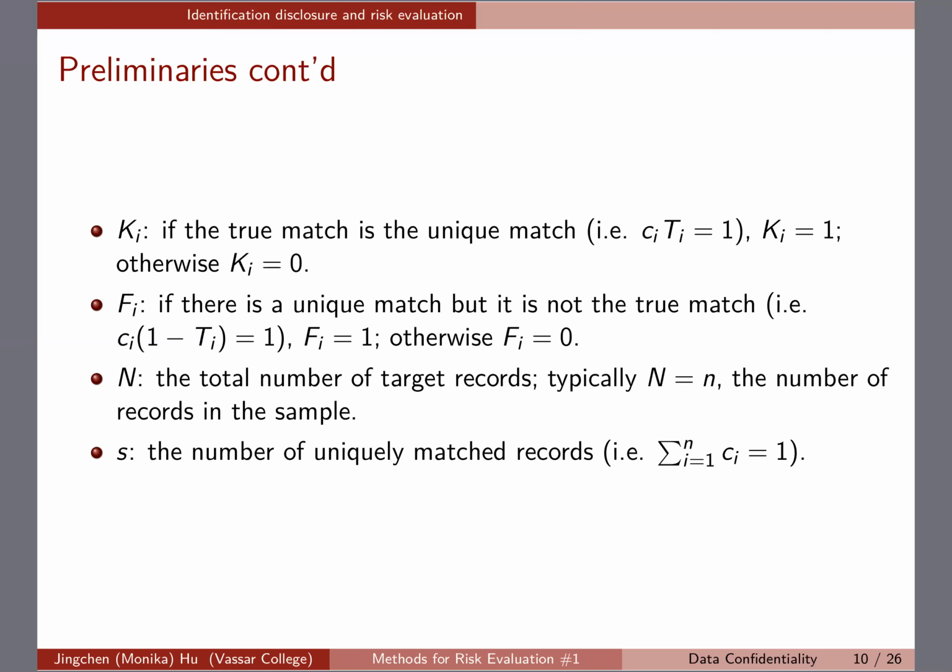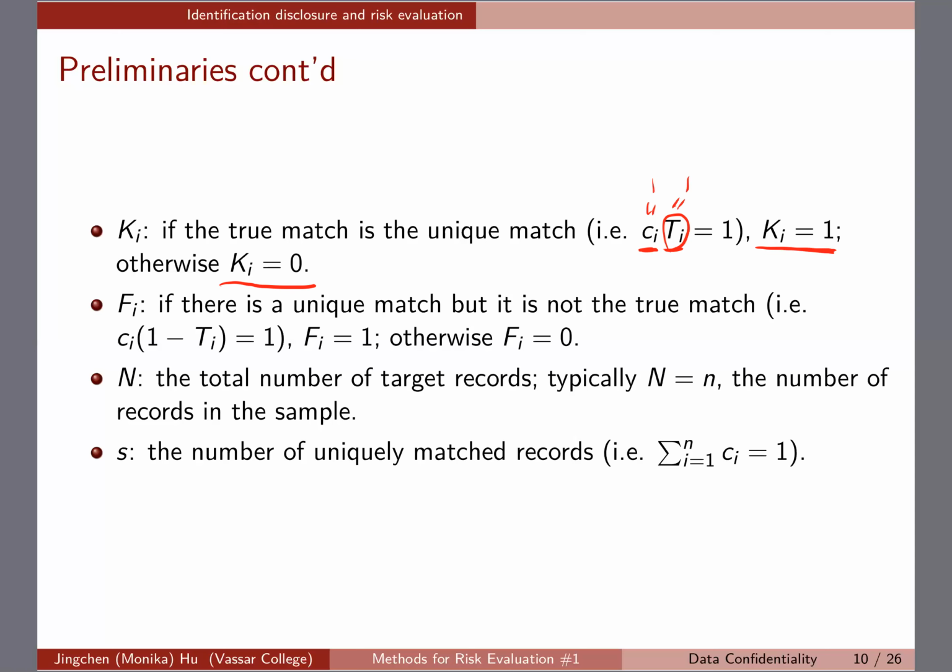Let me go over that again. If we want KI to be 1, then CI has to equal 1, and TI also has to equal 1. Otherwise I cannot get my KI equal to 1. That means my TI has to be 1, meaning my true record is among the matched records, but also the matched record is only 1 record. That's what we mean by the true match being a unique match. Otherwise, KI will be 0. The reason we do that is that we want to see how many records will be uniquely matched correctly, because that's looking at one aspect of identification disclosure. Make sense?